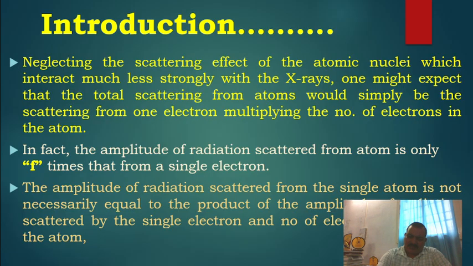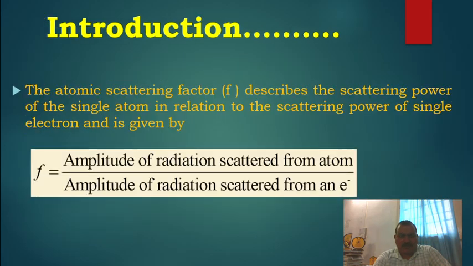How will we understand this? I have an expression. Yes, you can note it. What is the atomic scattering factor? The atomic scattering factor describes the scattering power of a single atom in relation to the scattering power of a single electron. And mathematically, f equals the amplitude of radiation scattered from the atom to the amplitude of radiation scattered from an electron. So this is the basic formula we are using to find the expression for it.